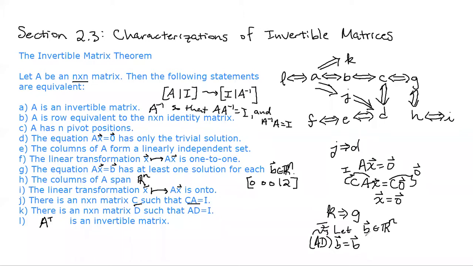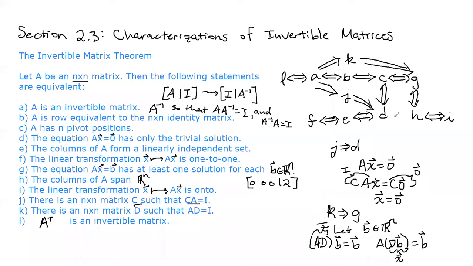So the identity times anything equals itself, but I could redistribute those parentheses and say this is the same thing as A times D times B equals B, and there it is. We have found our vector x. So we have found a solution to this A times x equals B, right? So to recap, we picked a random B and then we found an x that works for it. So K implies G. All right.